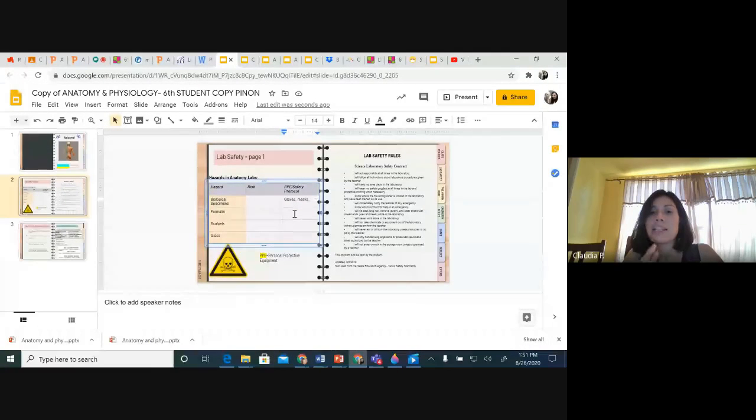Especially when you're dissecting the cat, some of that liquid can splash back on you. And so you want to protect your mouth, so it doesn't get on there, your nose, and goggles, right? Because we could also get some of that in our eye.